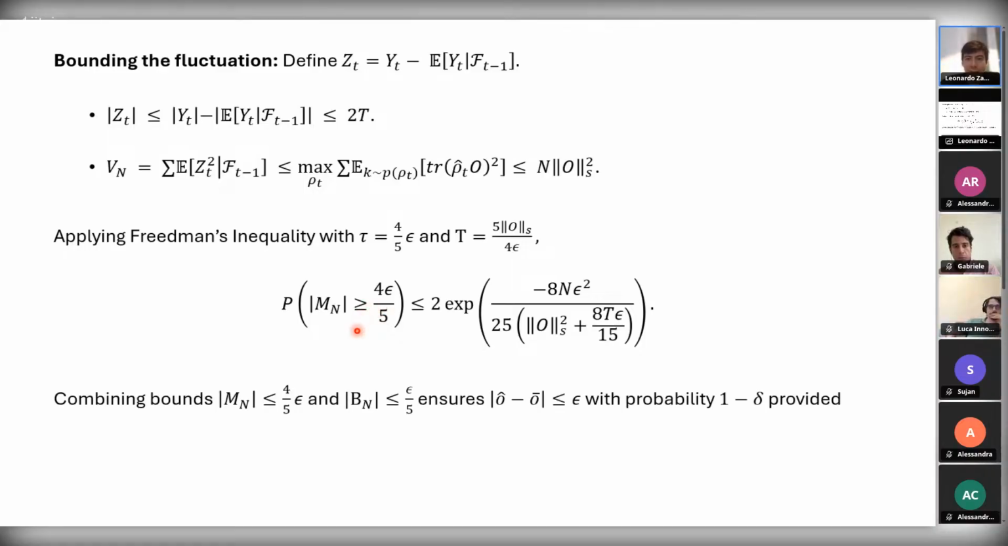Now we have a bound for the fluctuation, a bound for the bias, and then you have this. This is satisfied if you choose this number of shots. So this is the proof, but the important thing here is that you get exactly the standard IID scaling, with the same dependency on the shadow norm and epsilon, but this time for the average of the sequence of states.